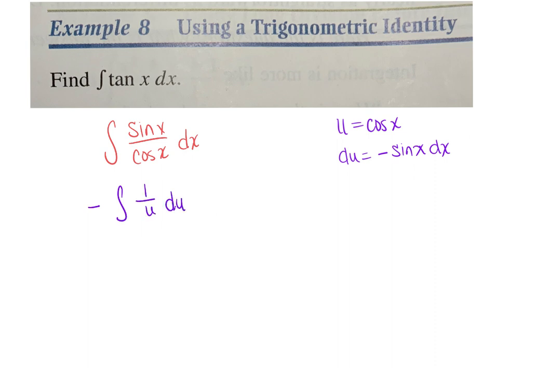What's the antiderivative of 1 over u? Natural log. Don't forget your negative there. Negative natural log of u plus c. What was my u? Well, that was cosine. So the antiderivative of tangent is the negative natural log of cosine. That is your antiderivative of tangent.